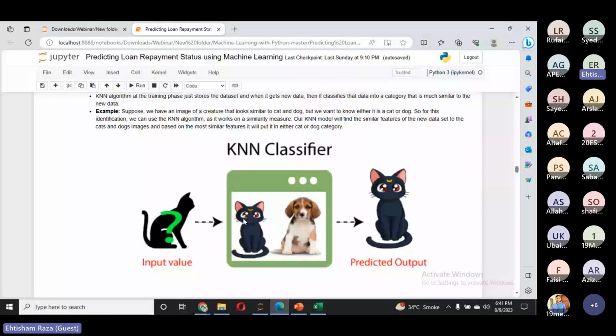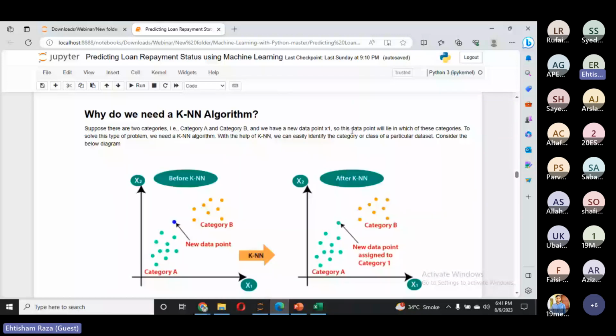Why do we need a KNN algorithm? Suppose you have two categories, category A and category B, and we have a new data point x1. Which of these categories will this data point lie in? You have two data classes and a new data point, and you want to classify it into one of the two classes, but you are not sure which class to assign it to. To solve this type of problem, we need a KNN algorithm. With the help of KNN, we can easily identify the category or class of a particular data point.